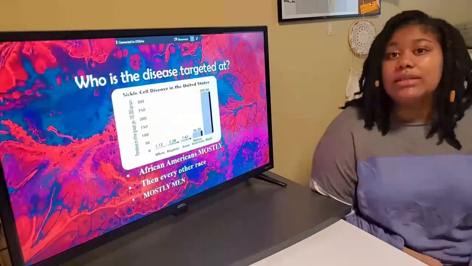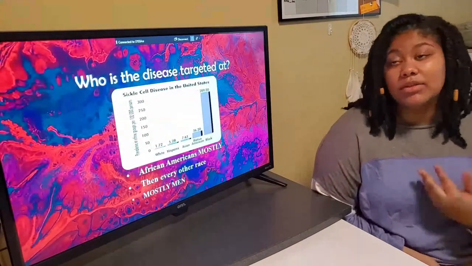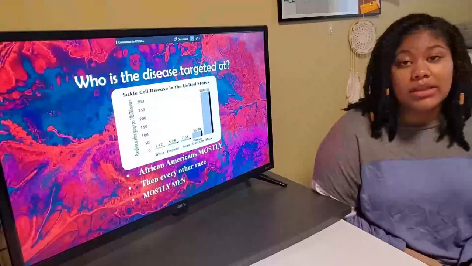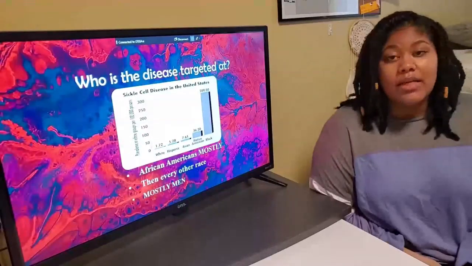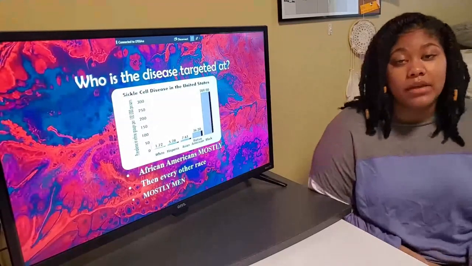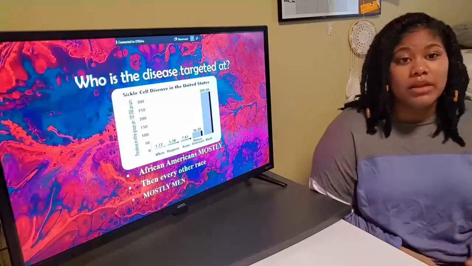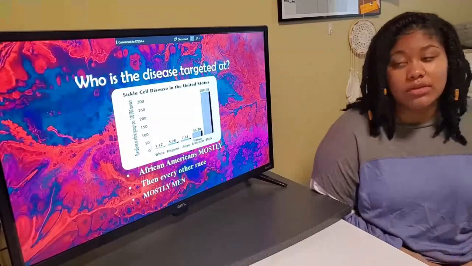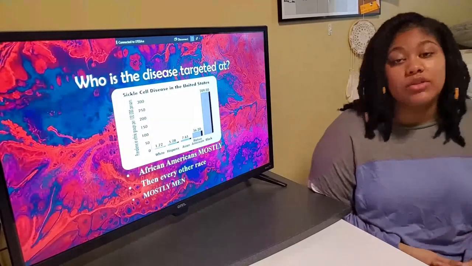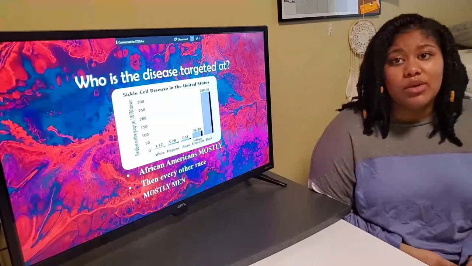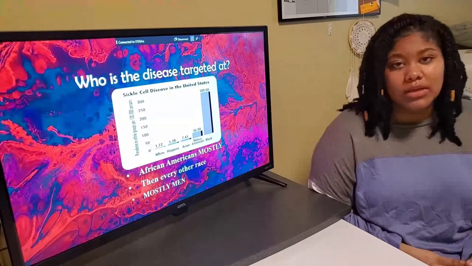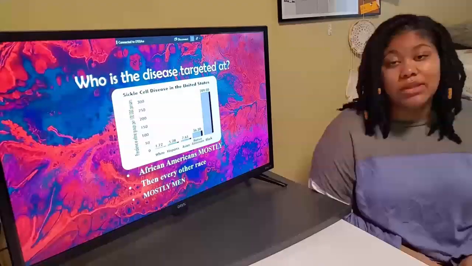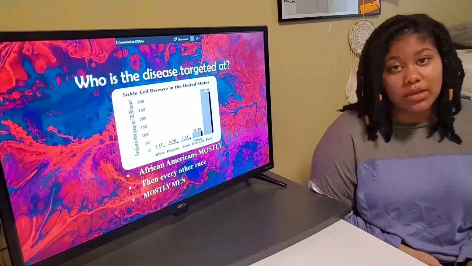Who is the disease targeted to? The disease is targeted to African Americans, as you can see from the chart. And I'm not quite sure why it's specifically targeted to African Americans. I assume that it's simply because all of us African Americans have a lot of things in our blood that are the same, to which we catch either this disease or we inherit this trait. And another thing I found that was interesting is that this trait or disease is mostly targeted to men. As I said, I inherited it from my father, to which I do believe that to be true, that it is mostly targeted to men.